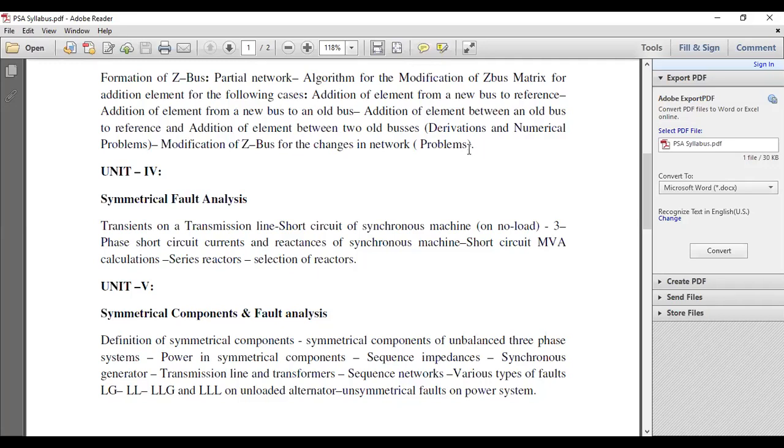So we are going to start the symmetrical fault analysis in tomorrow's class. Tomorrow also we are having the fourth hour. Please try to understand my situation also. If your strength is like this, obviously I am not able to tell you some important aspects.